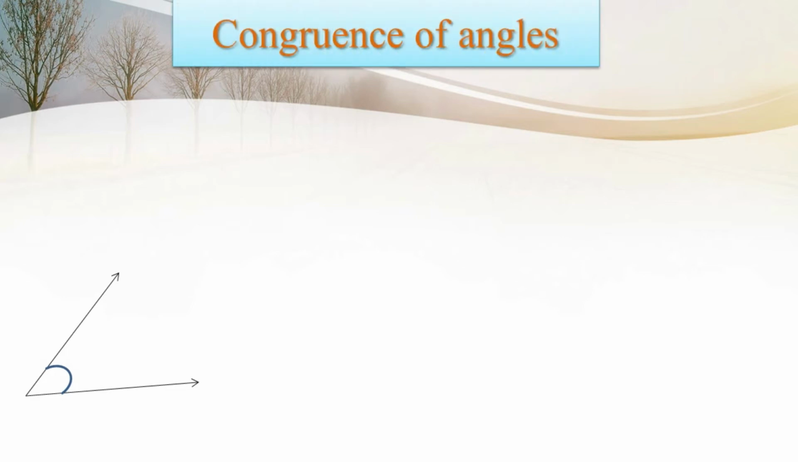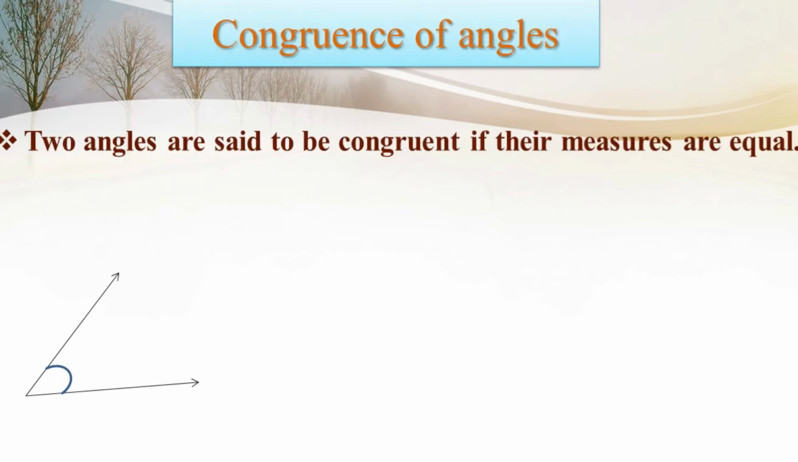Look at the figure given here. What is this? An angle made between two arms. Concurrence of angles. Two angles are said to be concurrent if their measures are equal.